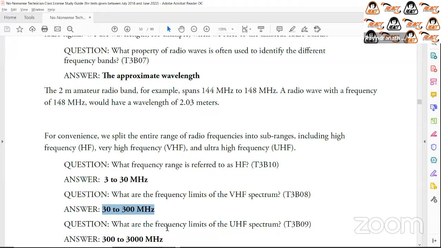So you could have probably predicted now what the other question was going to be. What are the frequency limits for the UHF spectrum? And look what they do here. It's not 3 to 30, it's not 30 to 300, but UHF is 300 to 3000 megahertz, or 300 megahertz to 3 gigahertz.